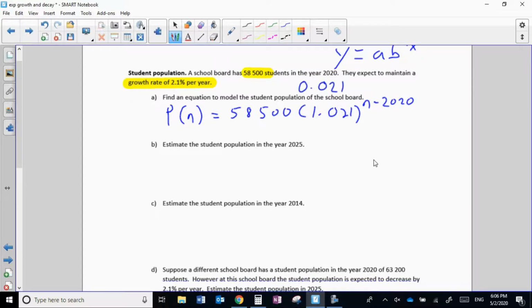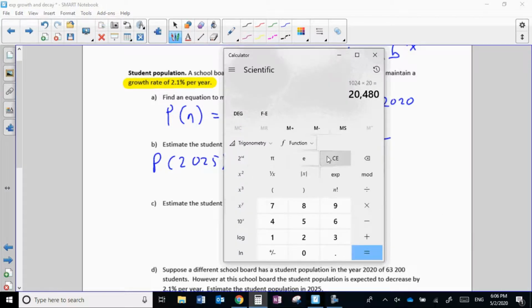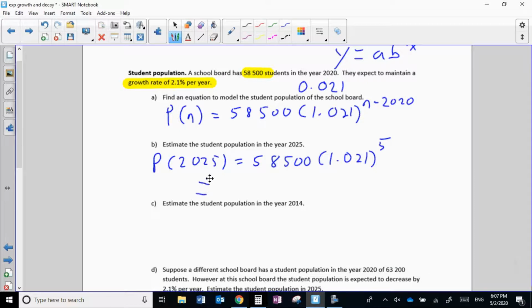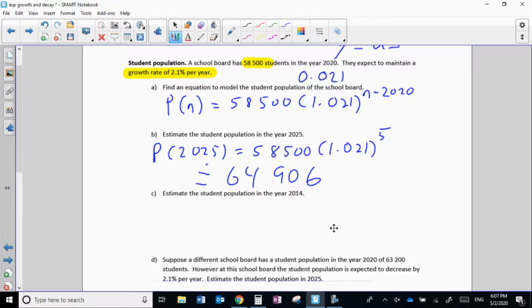And then I change Y to P of N and X to N. So in 2025, P of 2025 is going to be equal to 58,500 times 1.021 to the power of 2025 minus 2020, which will give you 5. I can use a calculator to come up with that answer. Sometimes I like to start with the growth rate part. 1.021 to the power of 5 equals that, and then I multiply that by 58,500, and we get 64,906 approximately. I usually round to the nearest person in this example, but it doesn't really matter.